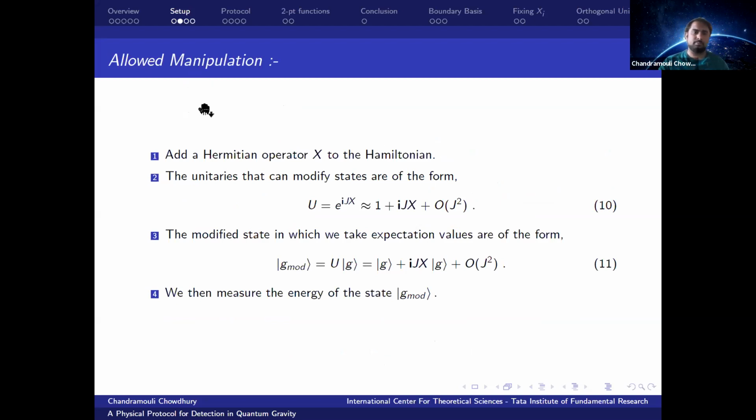Now, just to repeat, the allowed manipulations are that the observers can add some Hermitian operator to the Hamiltonian. This will lead to the action of some unitaries on the state, which is of this form. This J is a perturbation parameter, so I can think of some expansion like this. They'll get some modified state by acting on the state G with some unitary, which would look like this. And then they'll be measuring the energy of the state G mod.